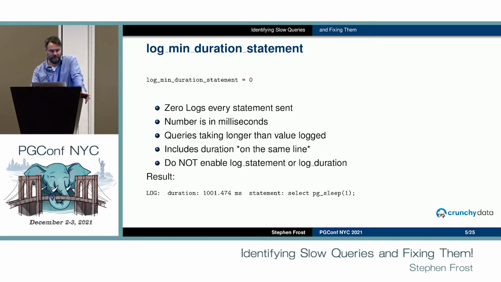So here's an example of what that looks like. Here is a select pg_sleep(1), which tells Postgres to sleep for about 1 second. You can see that the duration ended up being 1,001 and a half milliseconds. So that's about a second, a little bit longer due to who knows what, but that's the overall duration of that particular query. By having the duration on the same line as the statement, we can quickly find queries that took a long time to run.